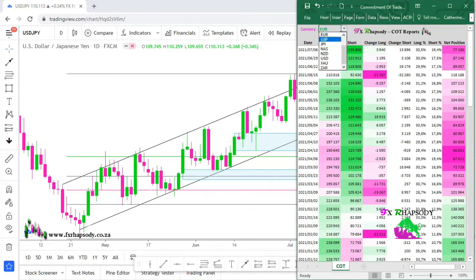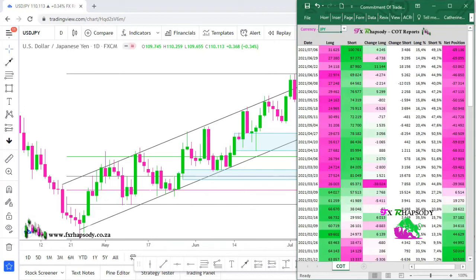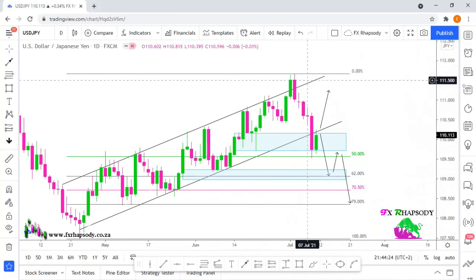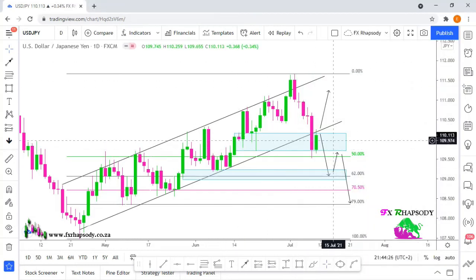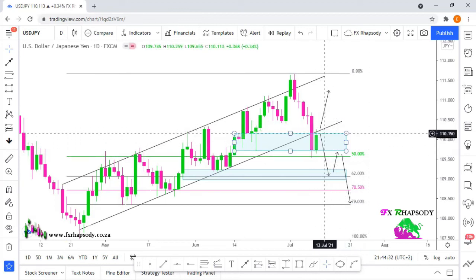Let's look at the Japanese yen. So the Japanese yen, we know that it is still in a weak state. More longs have been put in the market, but a lot of shorts as well. So there might be a slight change in the next couple of weeks on the yen. We'll have to look. But yeah, currently it's a weaker yen against the strong dollar. So any one of these options is a possibility.